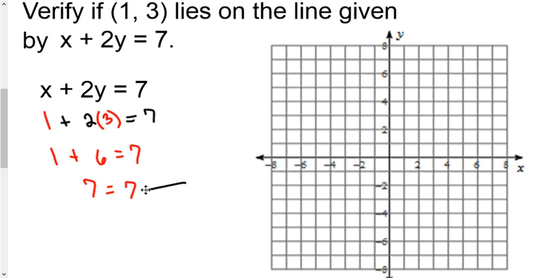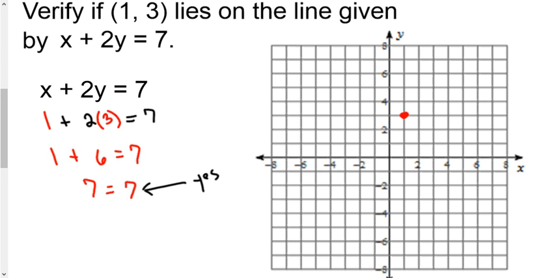Now see this right here? This means that the equation is true. So yes, this point does lie on the line of this equation, because when we plugged it in, it made it a true statement. Now, how can I prove that to you, to make sure that you know that this point is literally on this equation's line? Well, we can go and graph it. So let's go ahead and just graph 1, 3 right now. Here's 1, and there's 3.